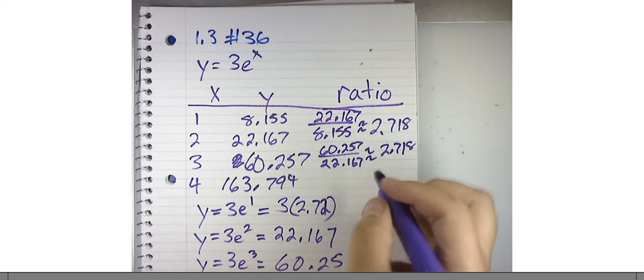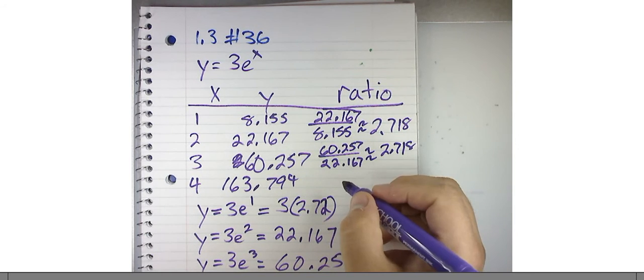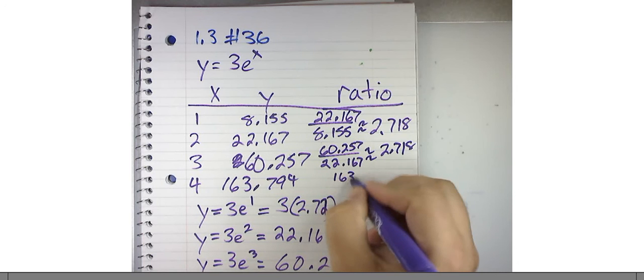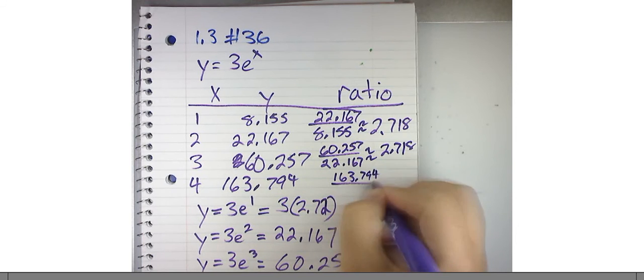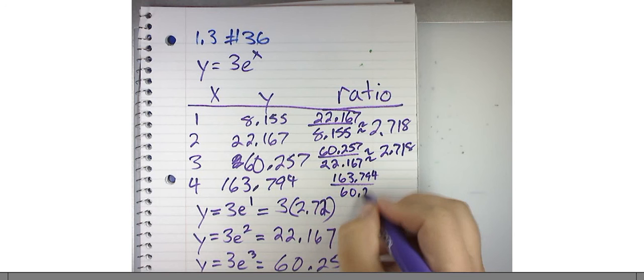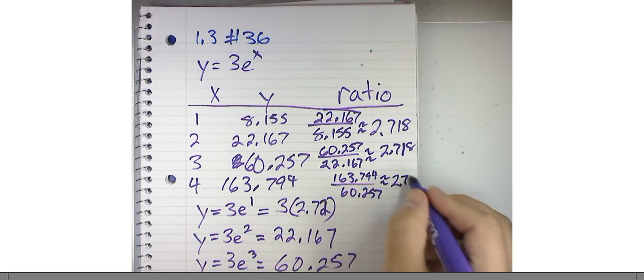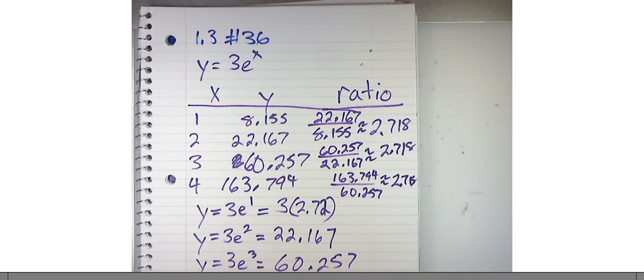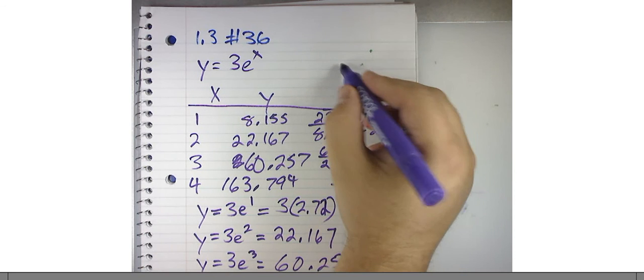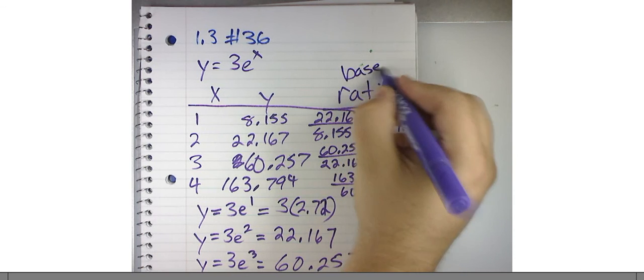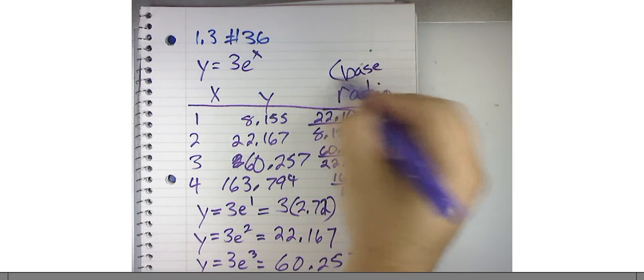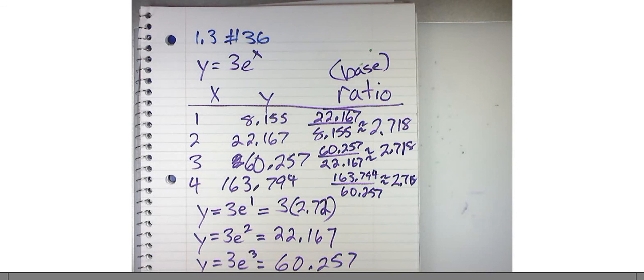Sometimes I should carry that out, it's 2.72. But anyways, what you'll see is if we continue down that path, in other words, if I say 163.794, divide that by 60.257, you guessed it, 2.718, which is e. So the ratio here is always going to be the base in these exponential functions. That's basically what problem number 36 is trying to teach us.